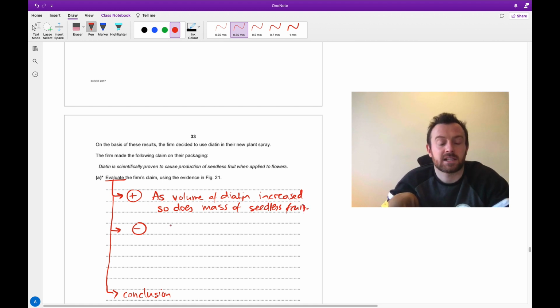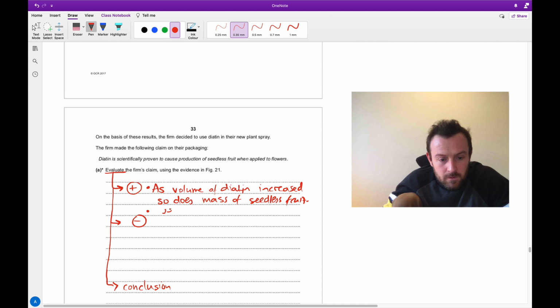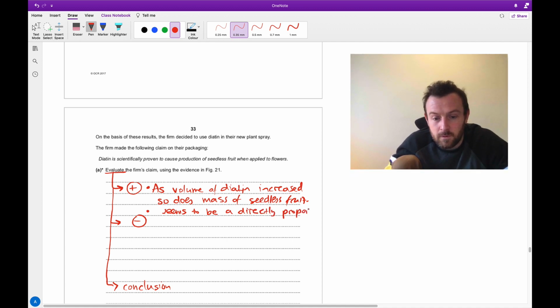Right, now there's so many negatives here. I guess maybe one more positive thing you could say, just in case, is a directly proportional relationship, roughly. Don't know if this is worth marks, but you might as well say it. I.e., it's a straight line relationship going through 0, 0.